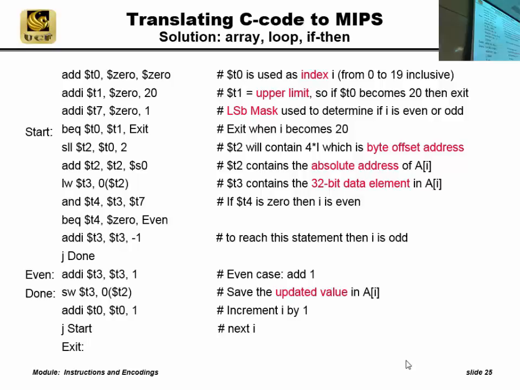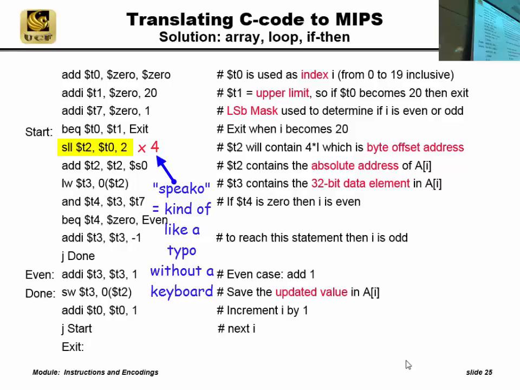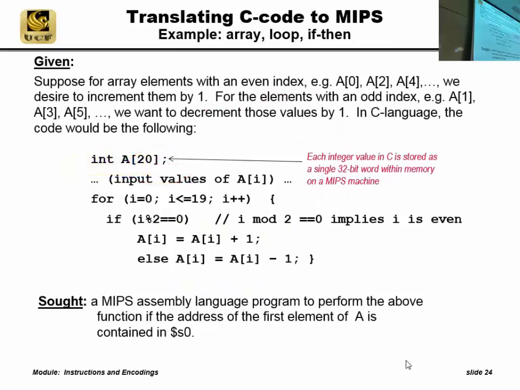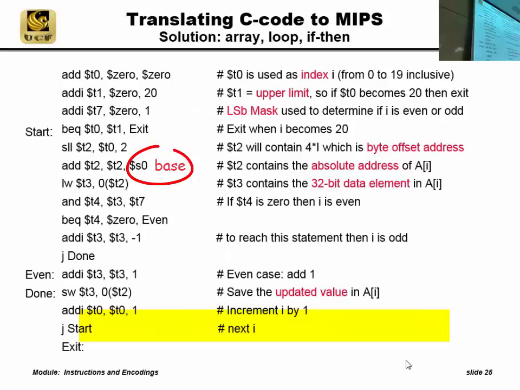What's next? So then we have to convert this index, which is t0, from word to byte. So multiply by 2. Now it's the byte offset. But how do we get the address? We add the offset to the base. The base is in S0 as a given. Okay. Now we have an address in T2.